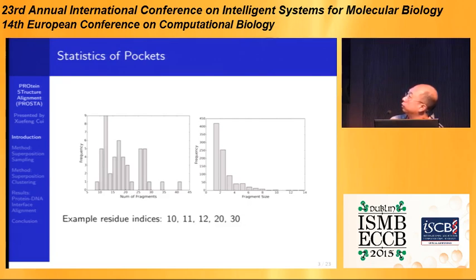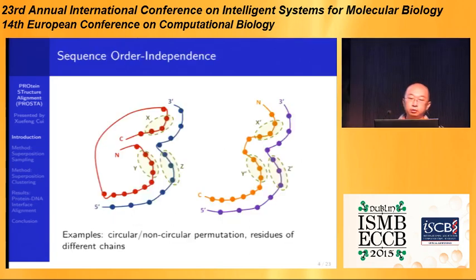And we try to calculate the frequency of the number of fragments and the size of the fragments. And we can see that pockets contain a large number of fragments. And these fragments are extremely short. This is the opposite of the whole structure alignment, because normally the whole structure is a single chain, which means it's a single long fragment. But here it's highly fragmented and the fragments are extremely short. So this writes the importance of sequence order independence.